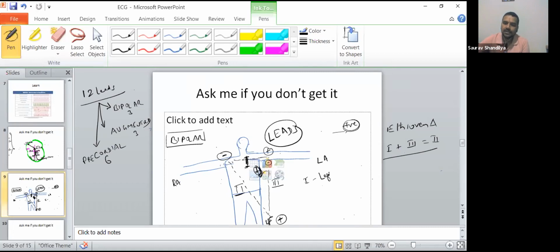Lead 1 is what? Left lateral view. There are many views for the heart. I'll tell you how it is. Okay, so from this bipolar lead, we come to know this. Then now you are good enough to understand what is happening between the right arm and left foot.